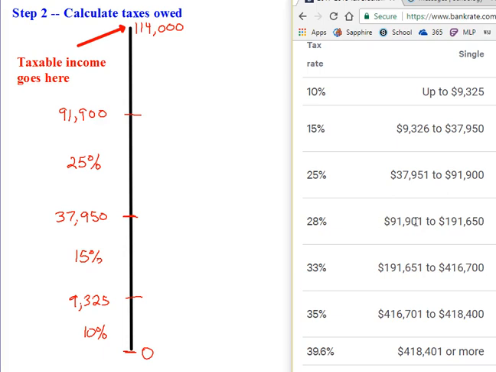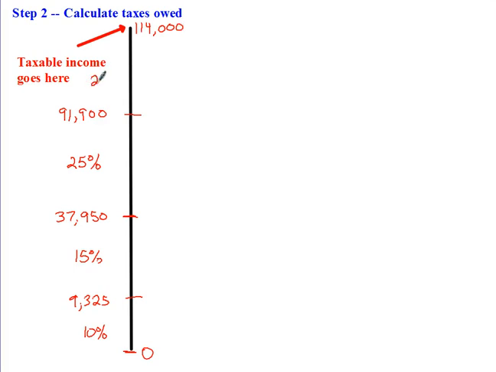So we're going to go from 91,900 up to the taxable income of 114,000, and that's going to get taxed at 28%. Okay, and now it's a matter of doing calculations. So remember how we do these calculations. We take the top of the bracket minus the bottom of the bracket, and then multiply by whatever the rate is for that bracket.